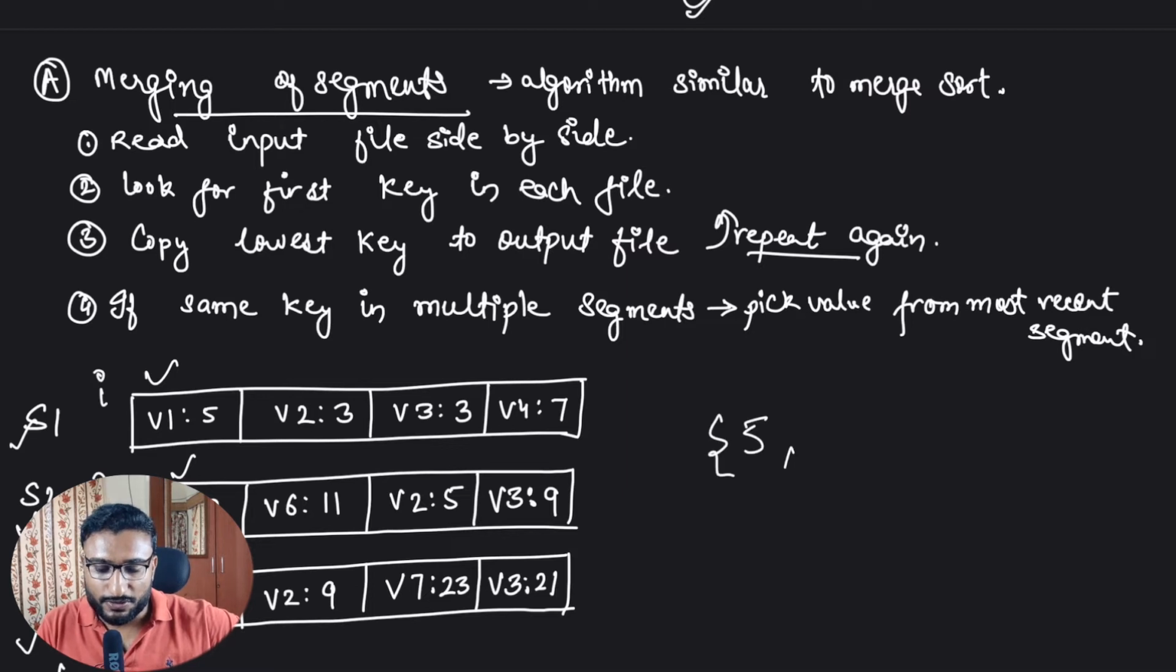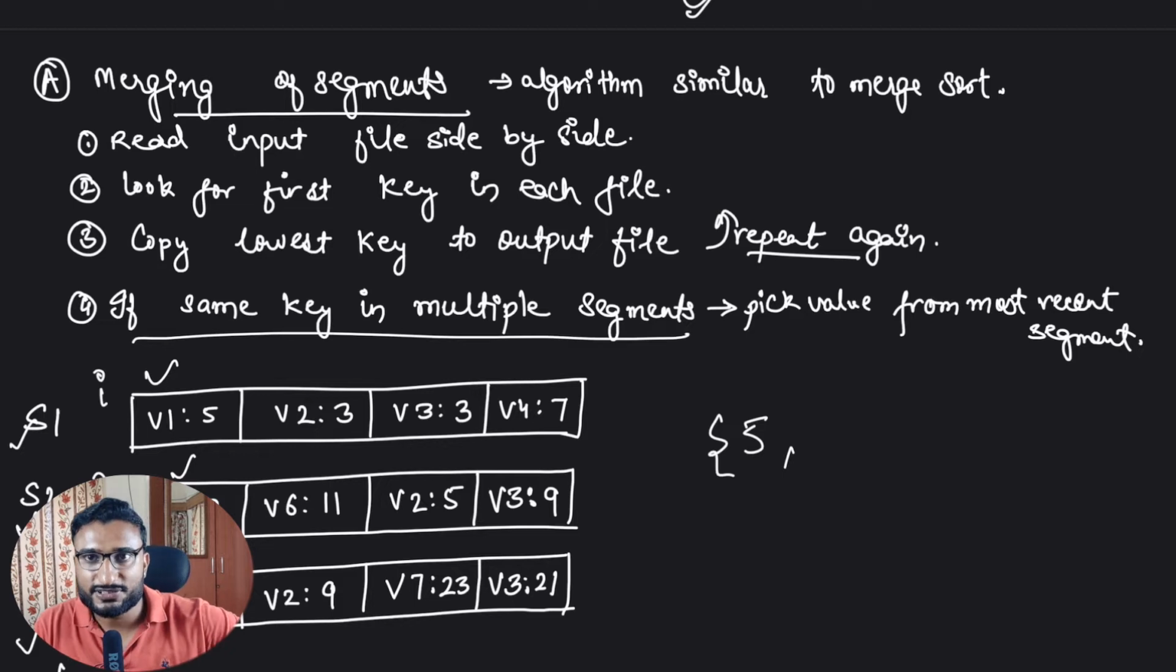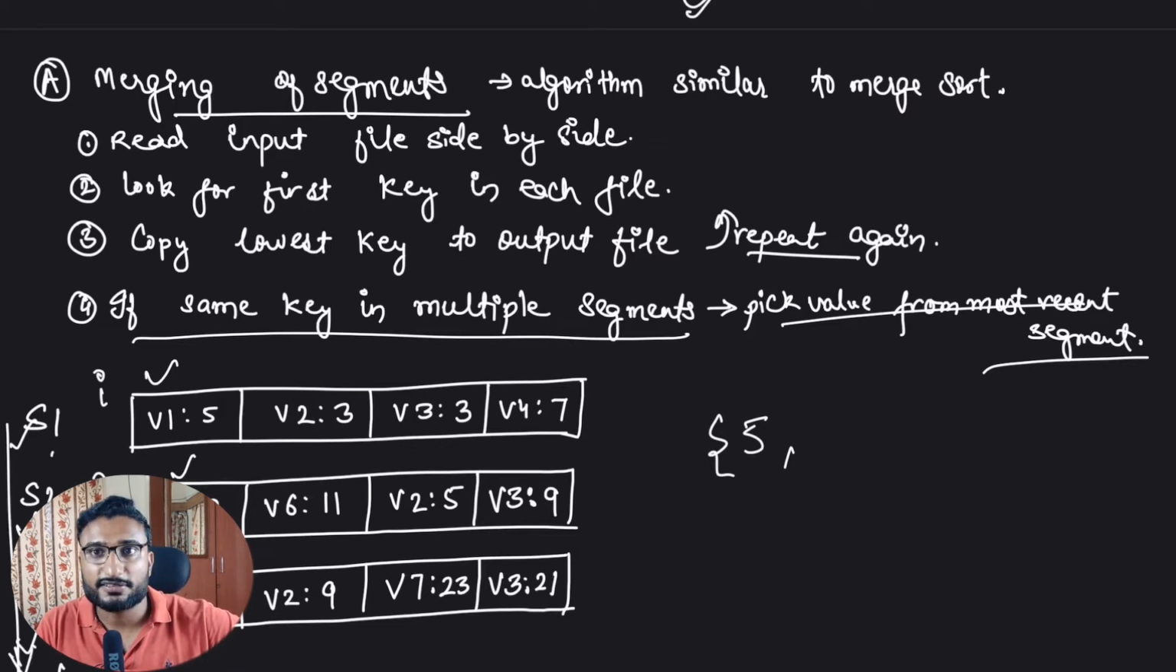Now you will repeat this process, and there is an edge condition: what if the same key exists in multiple segments? Then you will pick the value from the most recent segment. This is what you will do. And which is the most recent segment? S1 is your most recent segment, then S2, then S3. So this is the order of how old the segment is. So this is the algorithm you use.